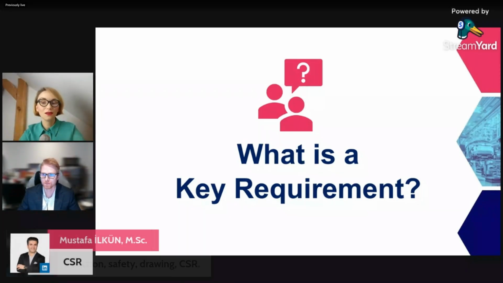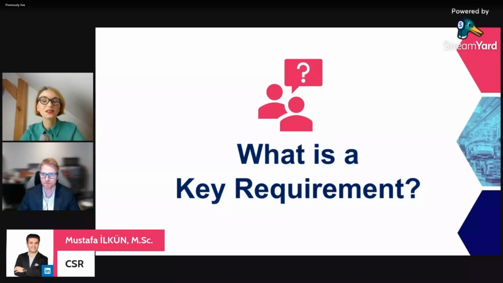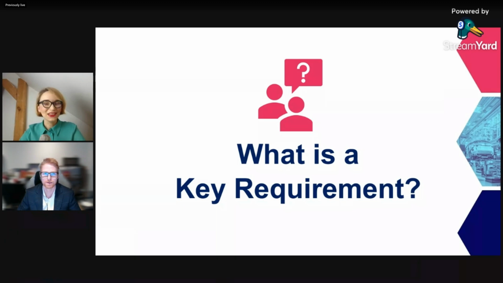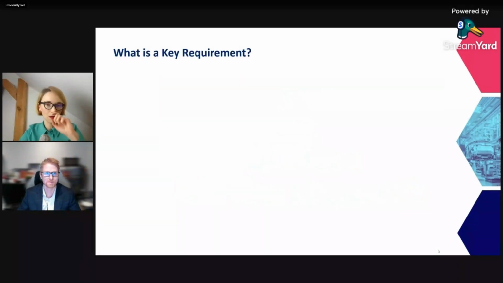And function, safety, drawing, CSR. Okay, so you're more and more precise in your answers. CSRs. Okay, and process must be robust. Repeatability, fewer mistakes, like a Swiss watch. Okay, Christopher, I will go further. When there are some other nice answers we'll display them. However, let's go with this.